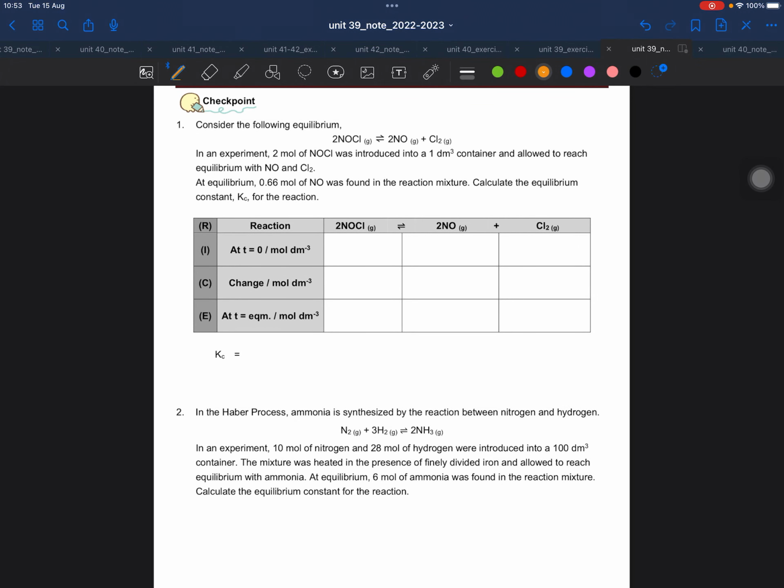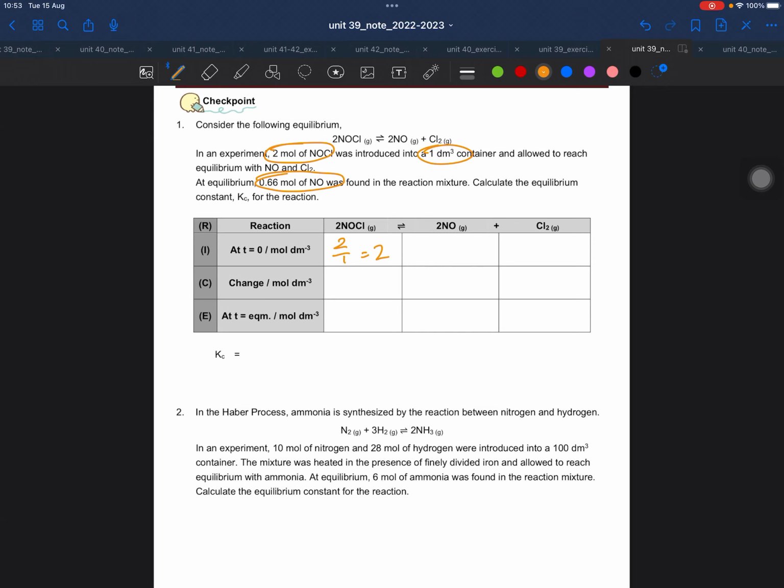For checkpoint exercise 1, let me highlight the details. Mole and volume, don't forget we are dealing with the molarity and equilibrium concentration, very good. Now let's write it down.